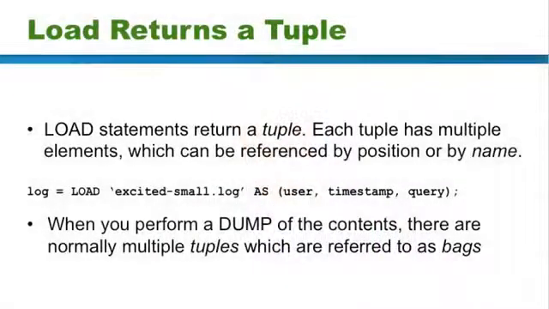So load returns a tuple. So a tuple is a relation, right? Each tuple has multiple elements, which can be referenced by position or by name. If you're not setting the data type, you must refer to your relation by positional reference. So $0, $1, just as in Python or PHP, that's how you refer to these variables if you haven't declared them.